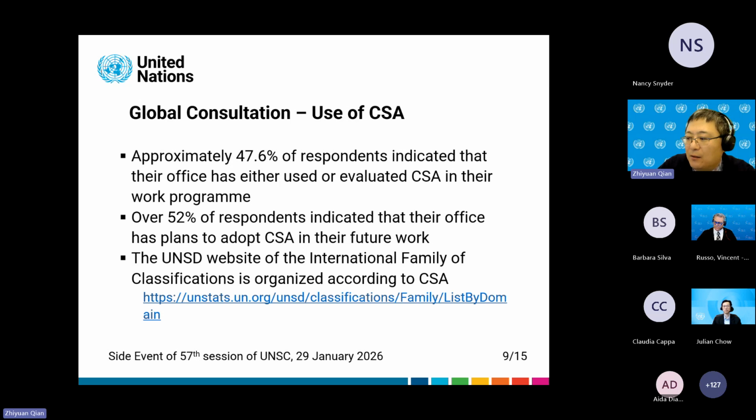The UN website of the International Family of Classifications is organized according to CSA. This is an example of a use case of the CSA, demonstrating its power and usefulness. You can click on it and take a look.